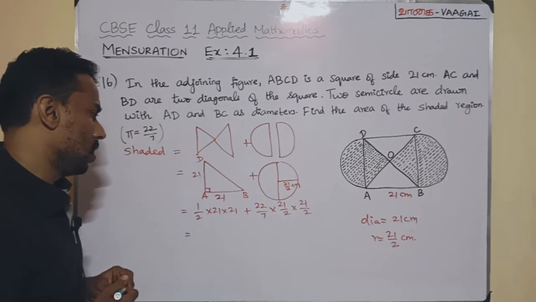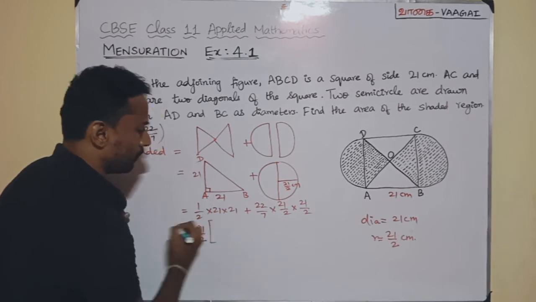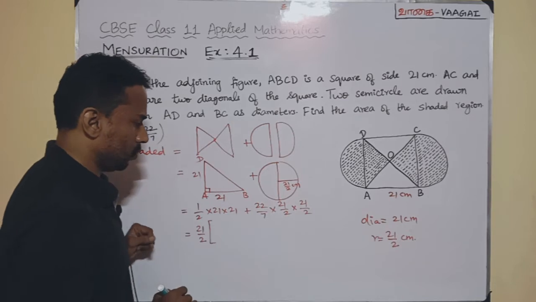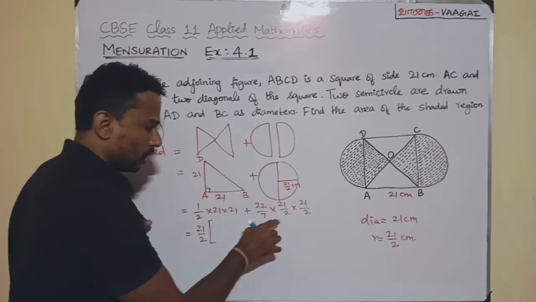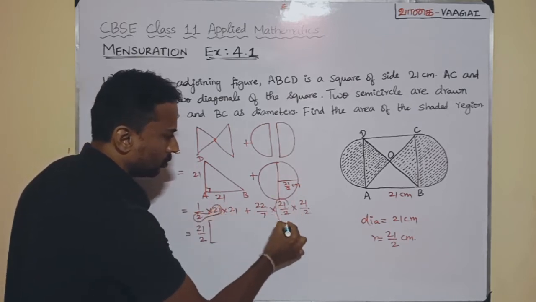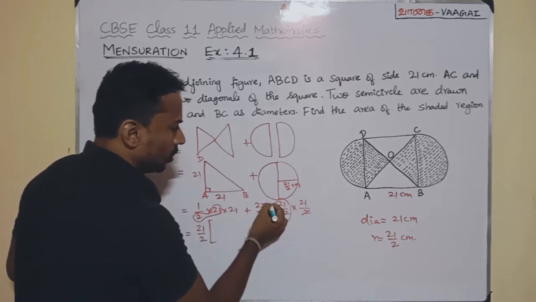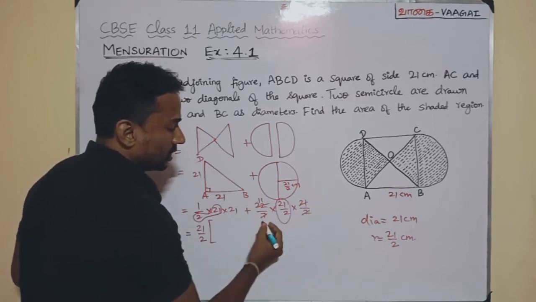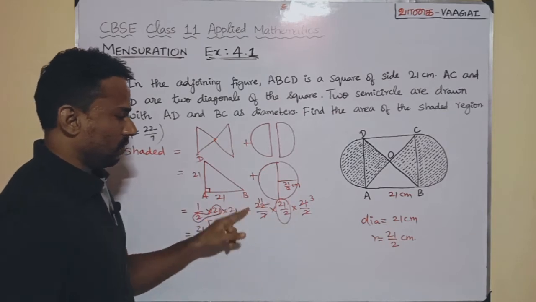Let me do something. I will take 21 by 2 as a common factor outside, because here also I have 21 by 2, and here also I have a 21 by 2. So I'm just removing this 21 by 2 and this 21 by 2 outside. And also you can see here I have what? Here I can cut this 2 and 22 for 11 times, and 7 and 21 for 3 times. So this is 11 times, this is 3 times.